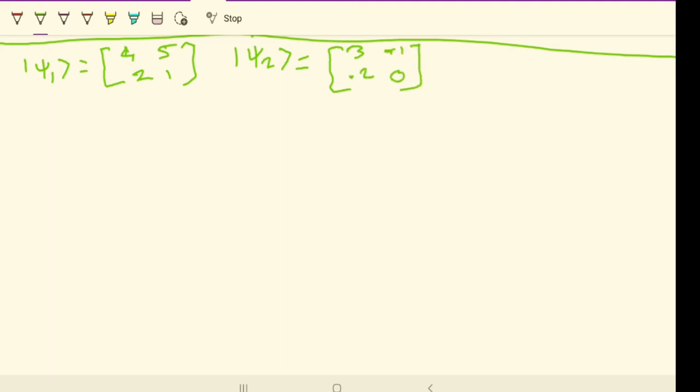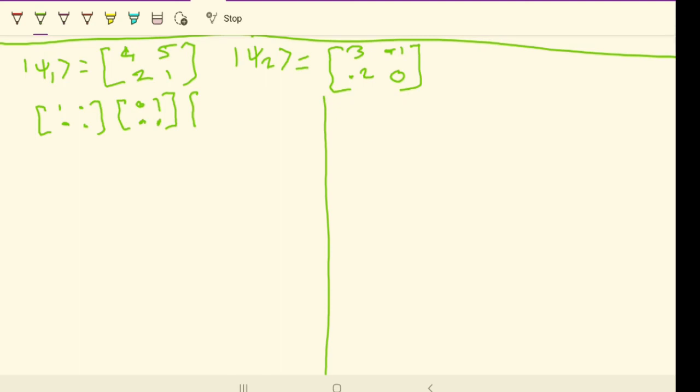Now one might also say that, okay, it was working because you have used actual vectors in the basis forms, and that's why it is working. So let's take another example. And this time we are going to take an example from a 2x2 matrix. Suppose I have two vectors, let me call them psi 1, which is equal to the matrix 4 5 2 1, and psi 2, which is equal to 3 -1 -2 0, some random numbers I have chosen. You can choose any random numbers.